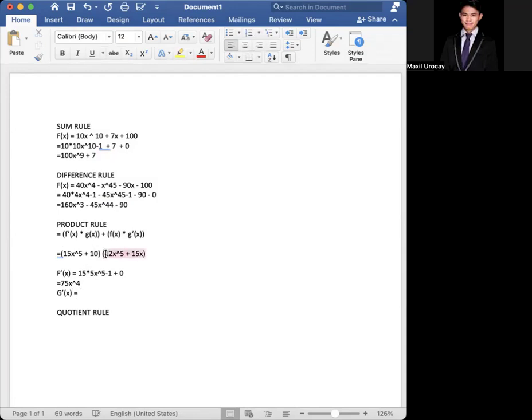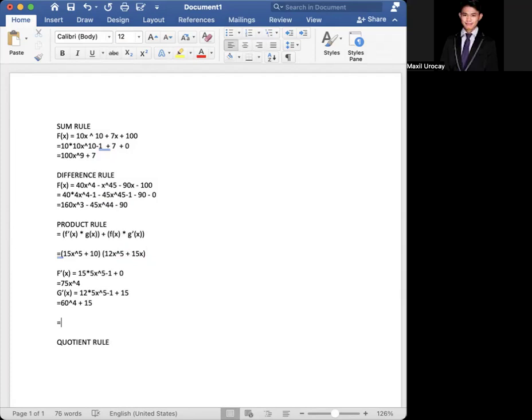This is 12x to the power of 5, so 12 times 5x to the power of 5 minus 1. So what will happen? Plus 15x, that is 15. So that equals 12 times 5, that is basically 60. Then x to the power of 5 minus 1 will be 4. Then plus 15. So that's how you will work on that.